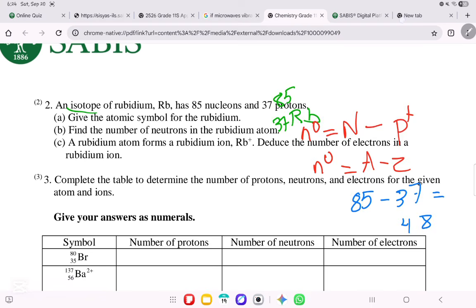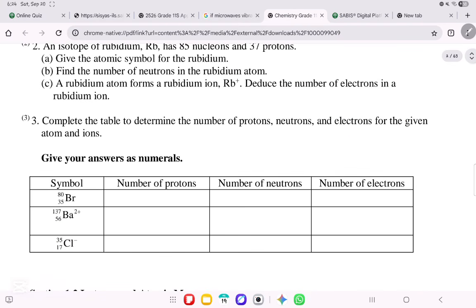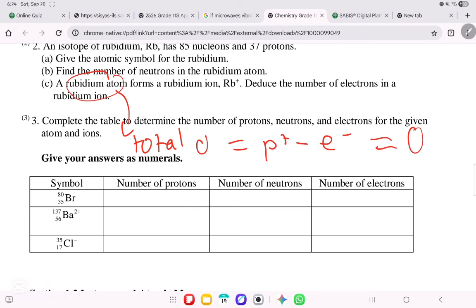Perfect. We move on to part C. A rubidium atom forms Rb+, a rubidium ion. Deduce the number of electrons in a rubidium ion. We know when it's an atom, its total charge, which is the number of protons minus the number of electrons, is supposed to be equal to 0. This is what it is if it's an atom.